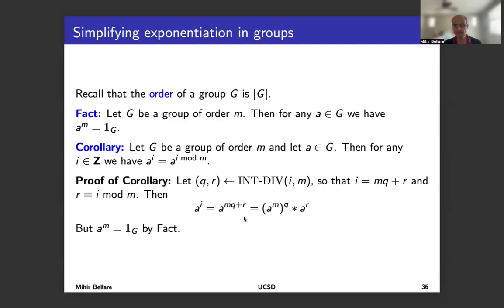But now we can simplify this. We write it, remember, using our exponentiation rules as a to the power m to the power q, and then that times a to the power r. But this, by the first fact, is 1, the identity element, and anything multiplied by the identity element is itself. So we're left with a to the r. And finally, we know that r is exactly I mod m, so we're done.